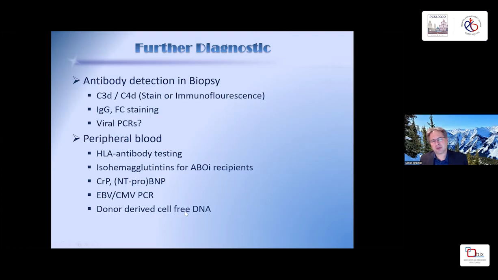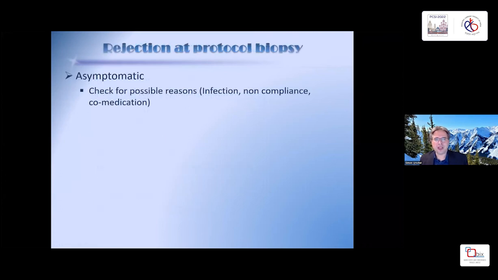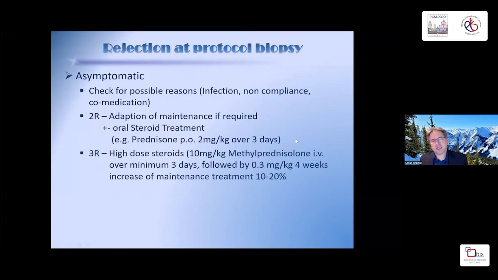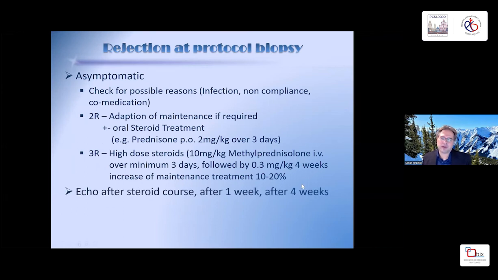Probably not as much for graft vasculopathy, but quite useful in comparison probably with biopsy. If you just happen to find your rejection during a routine biopsy that you do at certain time points in your monitoring, then again, make sure you don't miss any possible reason for why they would suddenly be rejecting. In our center, if it's a 2R asymptomatic, we would treat with oral steroid for 3 days. Obviously, if it was 3R, which I have never seen in my career, that you would have an asymptomatic high-grade rejection, then you would go down the same route I just described for symptomatic rejection.